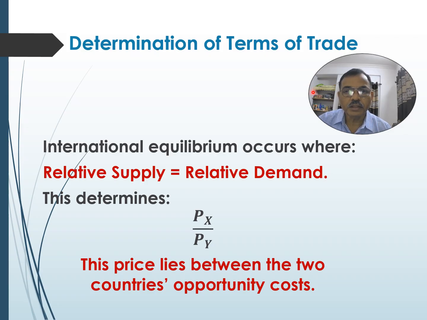This price must lie between the two countries' opportunity costs. If it lies outside that range, one country would not specialize. Thus, the terms of trade emerge from global market interaction.